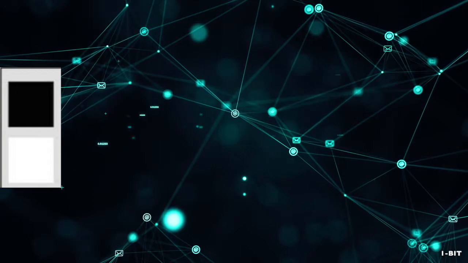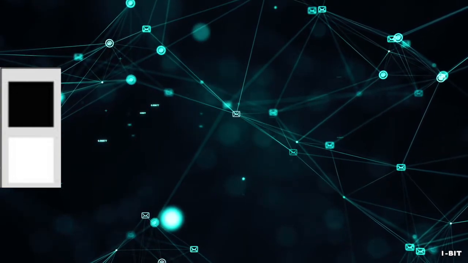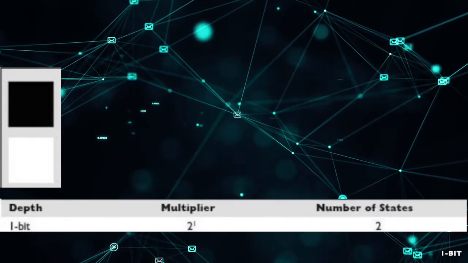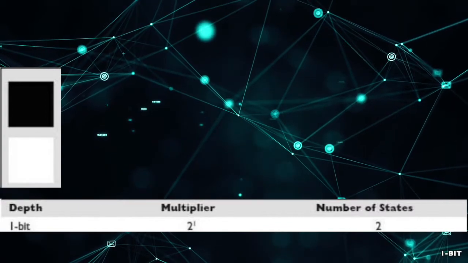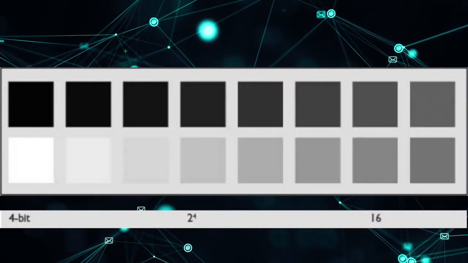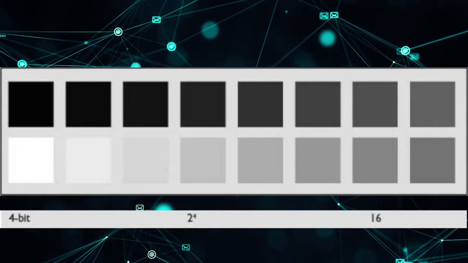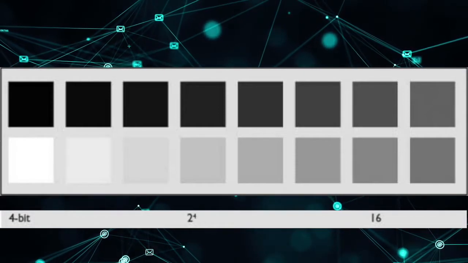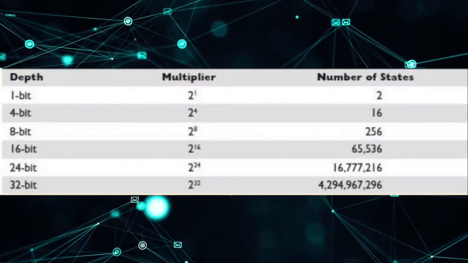A black and white display is called 1 bit because it allows only 2 states, black and white, which is 2 to the power of 1. A 16 color display is called 4 bit because this is 2 to the power of 4. The next level is 256 colors, which is 2 to the power of 8, or 8-bit, and so forth.